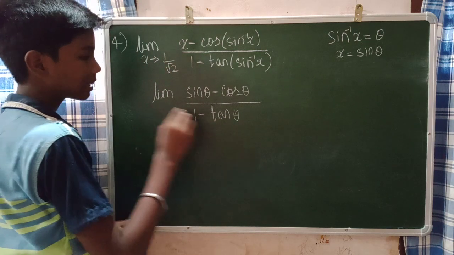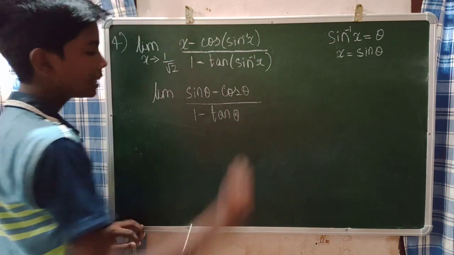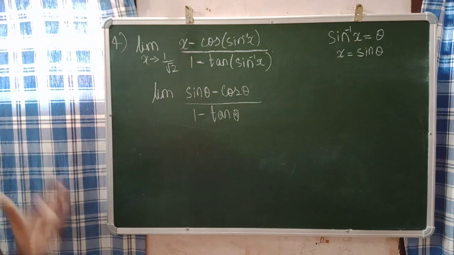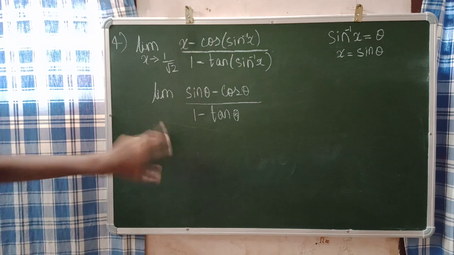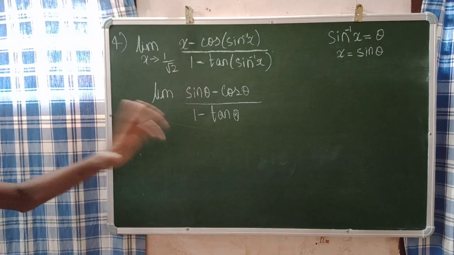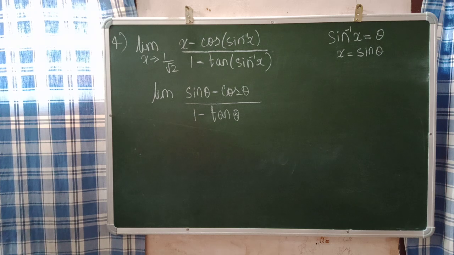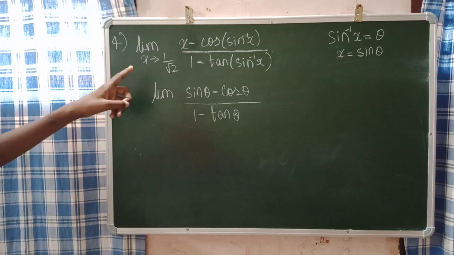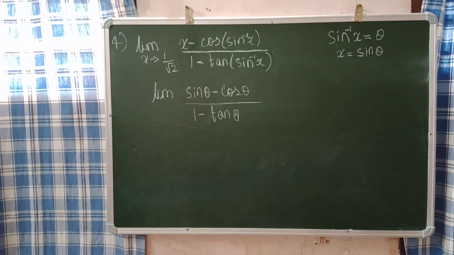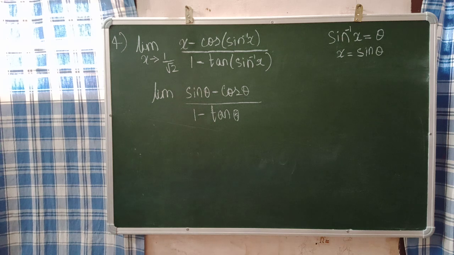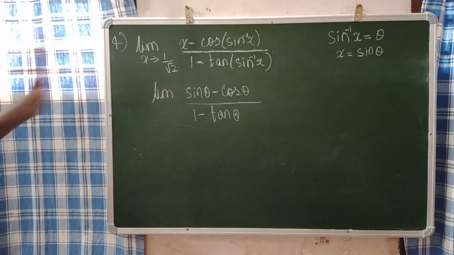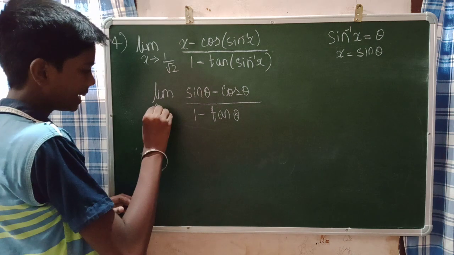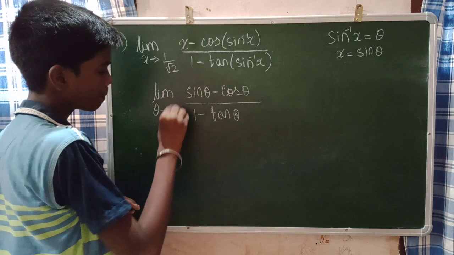Now what does the limit tend to? This is where you guys should be very careful. You should not write x tends to 1 by root 2 now. This is where most people will make a mistake. If I do like this, you should not write x tends to 1 by root 2. That's a mistake, guys. Never ever do that. You should not write it as x tends to 1 by root 2. But I can write it as theta tends to pi by 4.